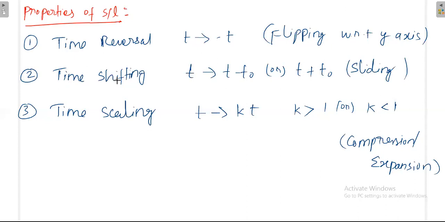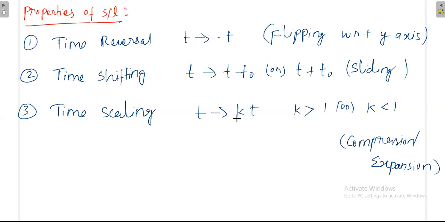And in case of time shifting, t will be replaced by t minus t naught. We will assume that t naught is positive value, already minus is there, or otherwise it may be t plus t naught. Based on that, the signal will get slide either on the right hand side or on the left hand side. Then the next operation is time scaling.